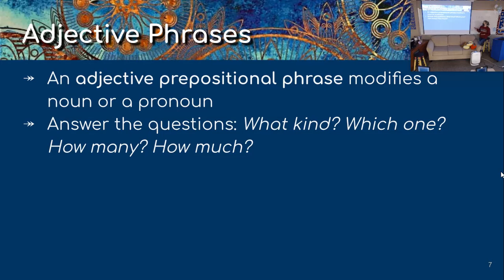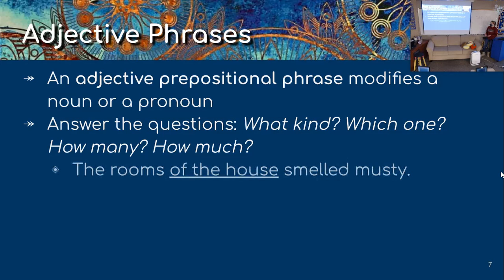So these are our adjective questions. What kind, which one, how many, and how much. We should be able to use the phrase to answer one of those 4 questions to figure out what word we're modifying. All right, well that sounds confusing, so how does that work? Let me show you. Here's an example. The rooms of the house smelled musty.